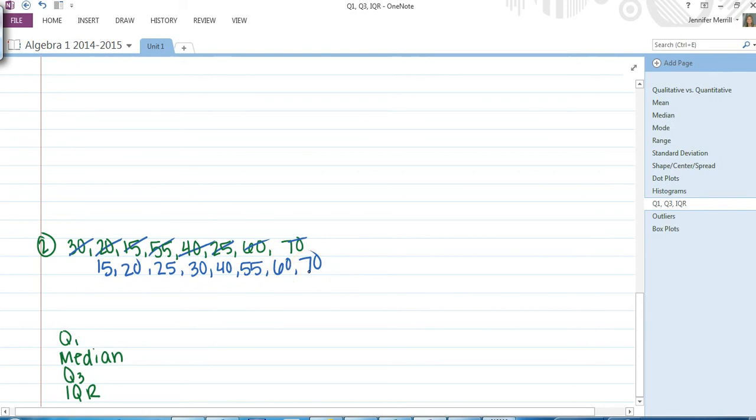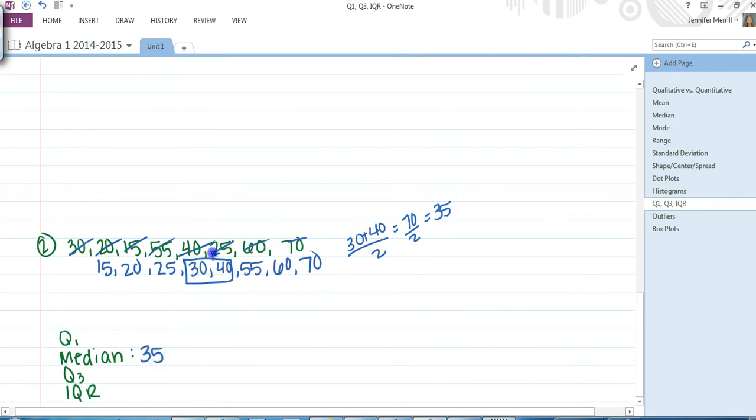Okay, in this case, we have 8 terms. So we are going to have 2 middle numbers. So 30 plus 40 is 70. And remember, if you have 2 medians, you can go ahead and add the 2 together and divide by 2. So 30 plus 40 divided by 2 is equal to 70 divided by 2, which is equal to 35. So our median is 35.